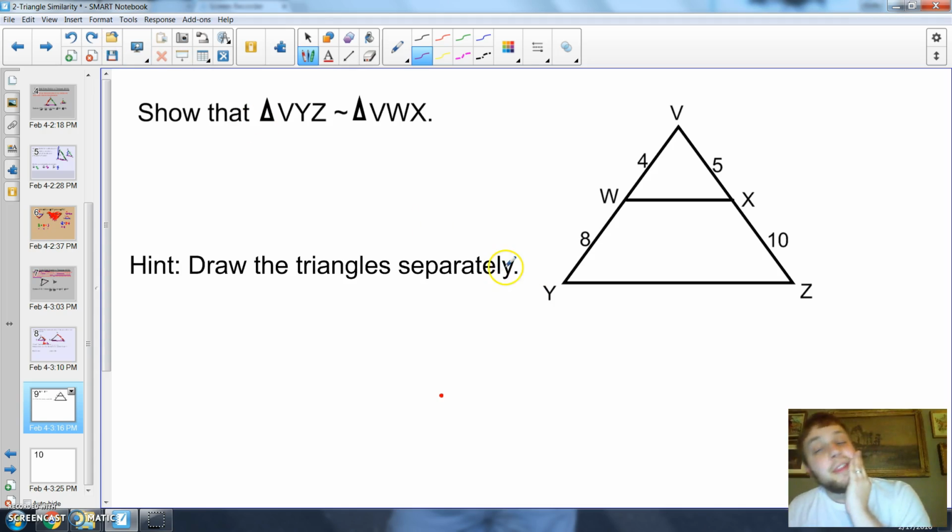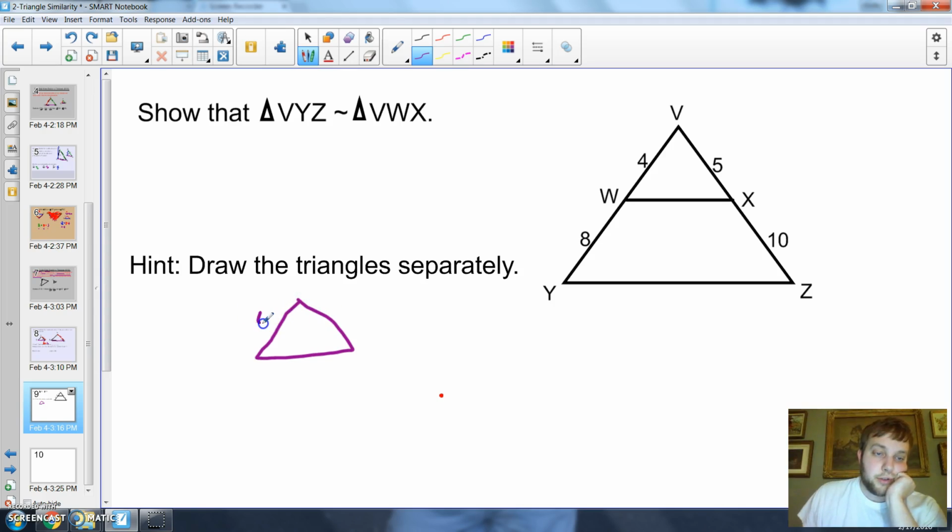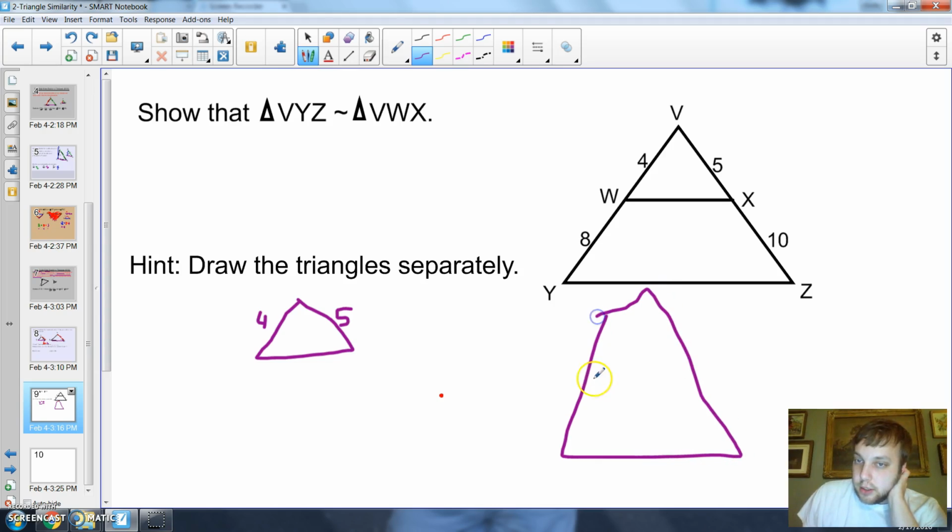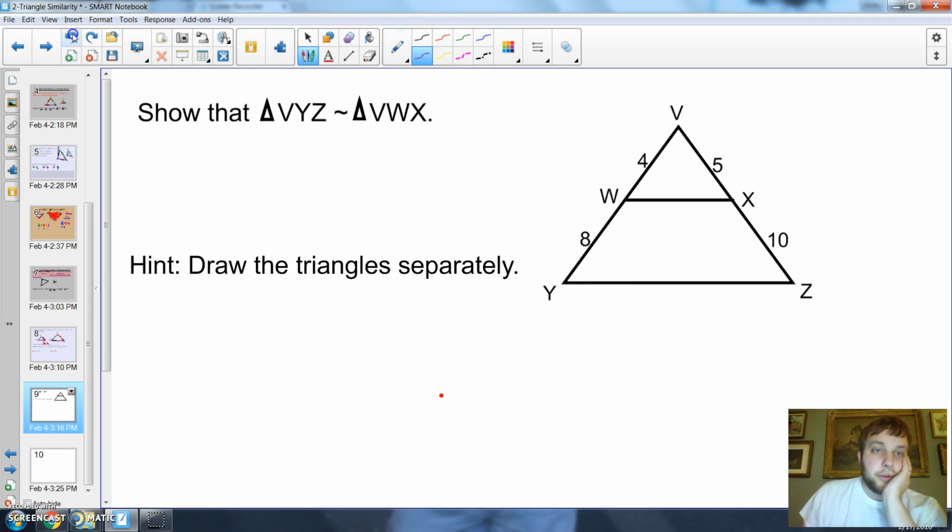Show that these are similar. It says, hint: draw the triangles separately. So I guess we will. I got 4 and 5, and then I have the big one. Oh my goodness, this is horrible. Let me do this upright. I'm gonna draw with my tool. That's not gonna be right. Come on, give me something good. All right, let's try this one. Yeah, that one will work.